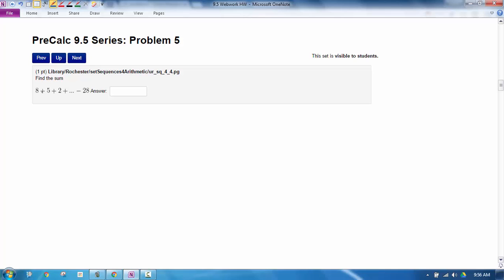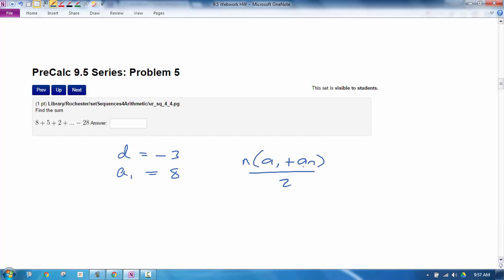Okay, the next problem looks like an arithmetic series here. We're subtracting 3 each time. So the common difference is -3. Our first term is 8. And we're going all the way down to this term. So we could use the formula again for a finite arithmetic series, but we would need to find the number of terms, because we don't know. We know a sub n is -28, but we don't know what term number that is right here. So we don't know how many terms we're adding up. So that's what we have to find.